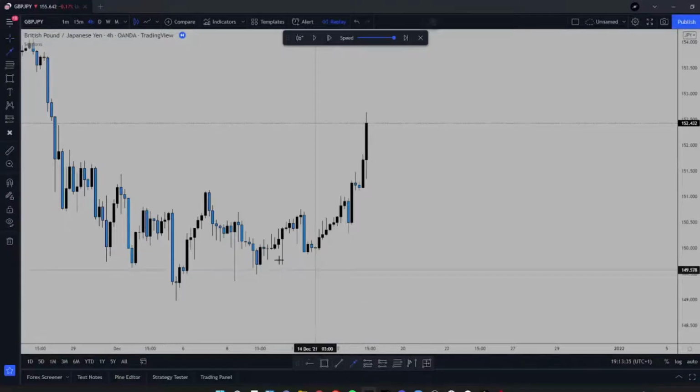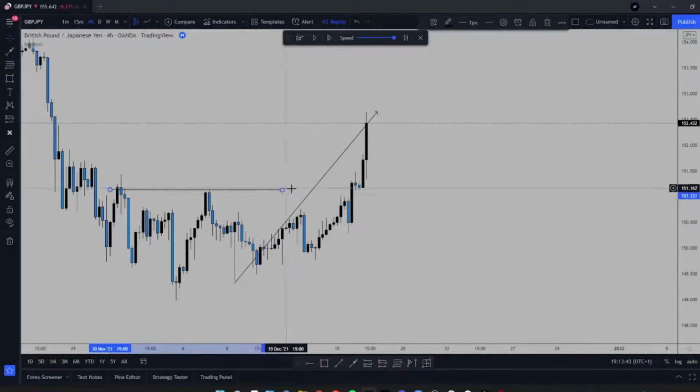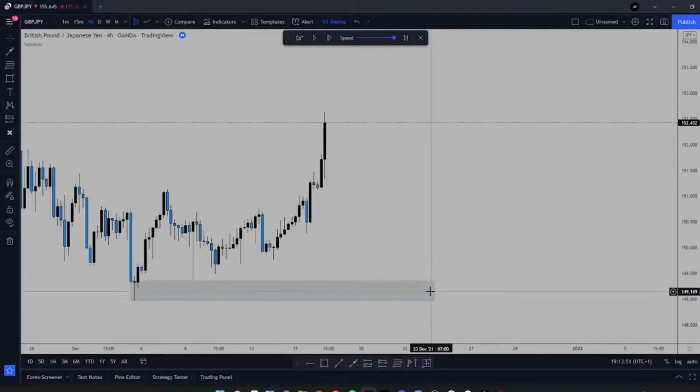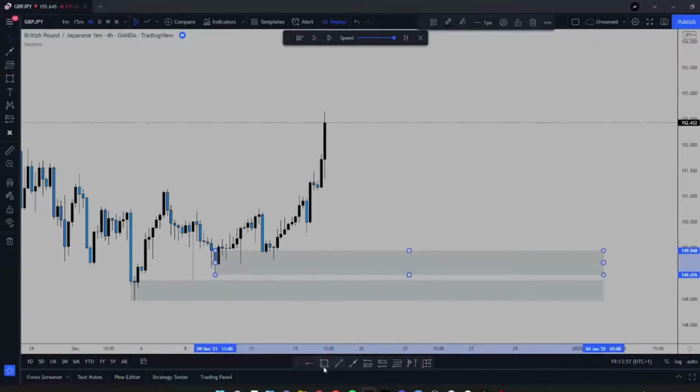As you can see right here, this whole move, break of structure of all these highs. So this is definitely a valid level. There are quite some zones that we could be using. We could use this zone. This would be one zone. This would be one zone. And this would be one zone.